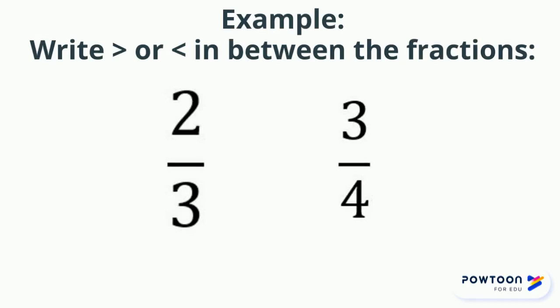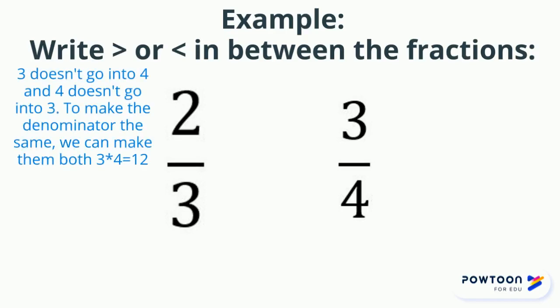In this next example, we've got 2/3 compared to 3/4. Now 3 doesn't go into 4 and 4 doesn't go into 3, so we can actually make a common denominator by multiplying 3 and 4 together. So we're looking to make our fractions now out of 12. So 2/3 is actually the same as 8/12.